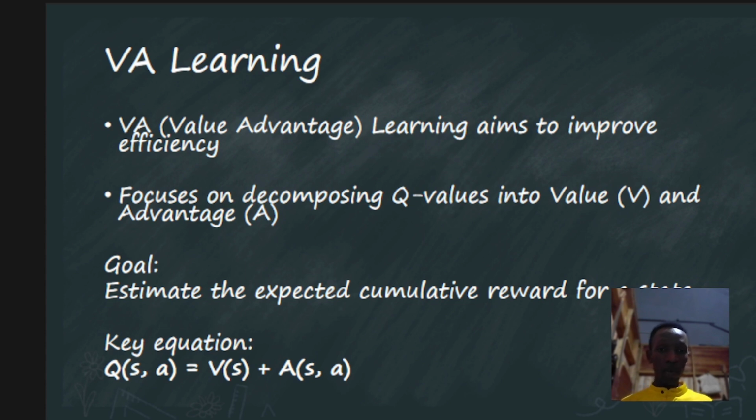And lastly, we add A, which is the advantage function. This advantage function measures the advantage of taking an action compared to the average action in that state S. So a high advantage means the action is better than the others in that state.